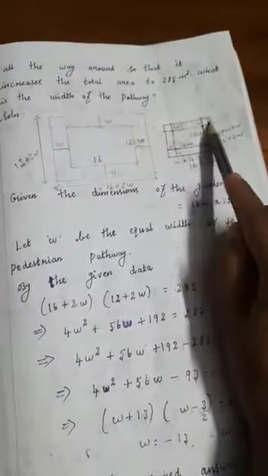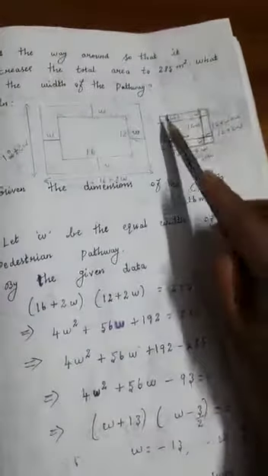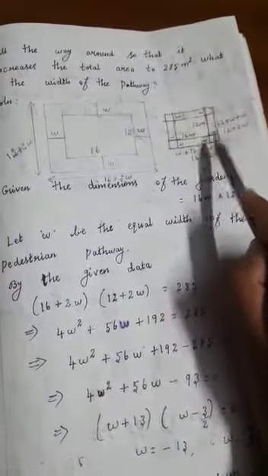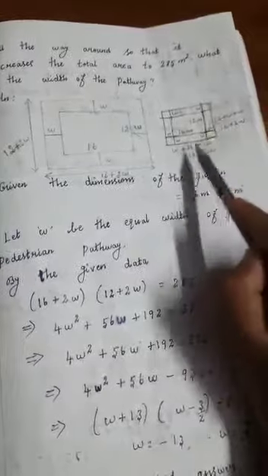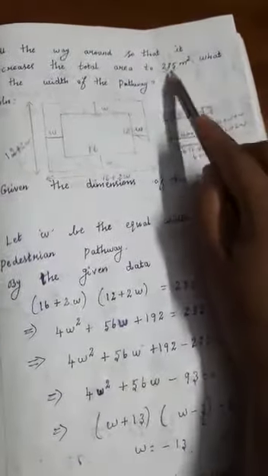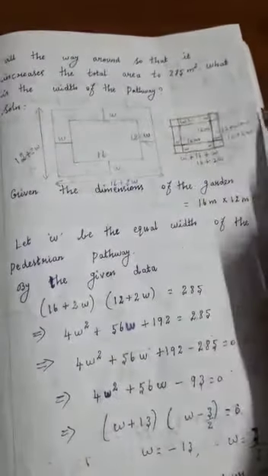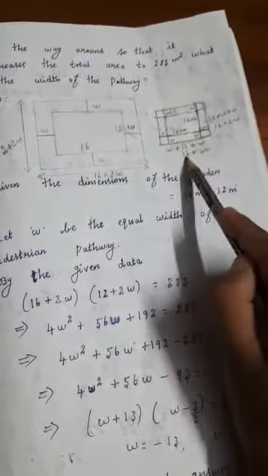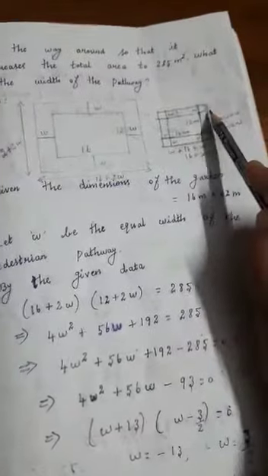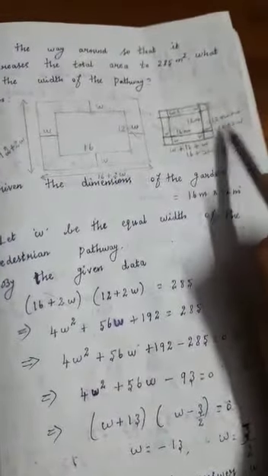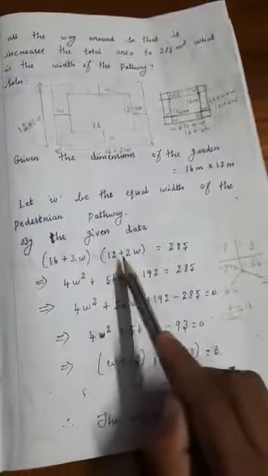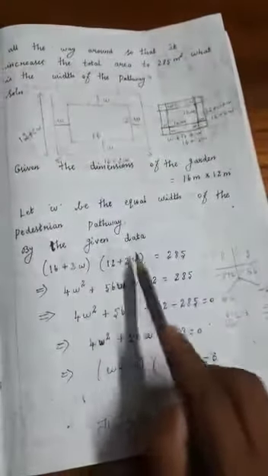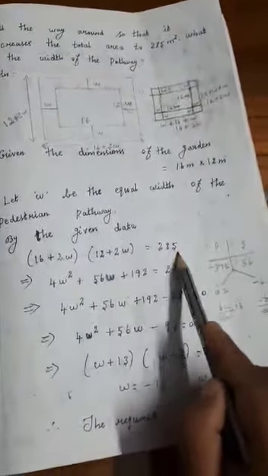So the full area they have given is 285 meters square. The full area means this length multiplied by this breadth, L into B, which gives 285 meters square. The full length, as we have already seen, is 16 plus 2W, and the breadth is 12 plus 2 times W. So length into breadth is the full area, and if you multiply, that area is 285 meters square.